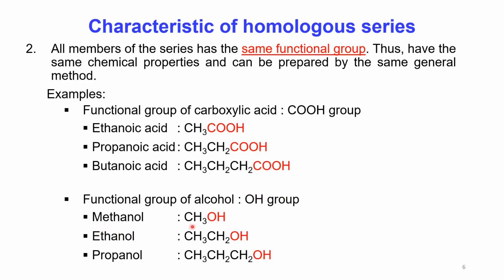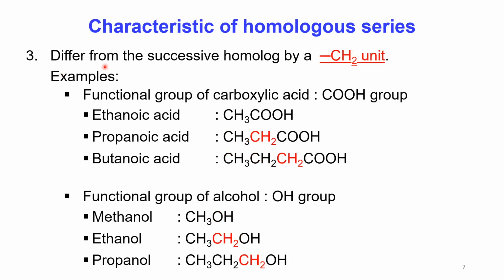Methanol with 1 carbon atom, so the formula is CH3OH, and then we have ethanol, 2 carbon atoms, so the formula is CH3CH2OH, and propanol with 3 carbon atoms, CH3CH2CH2OH. So methanol, ethanol, and propanol are in the same group, the same functional group, which is alcohol, and they have the same functional group, which is the hydroxyl group.